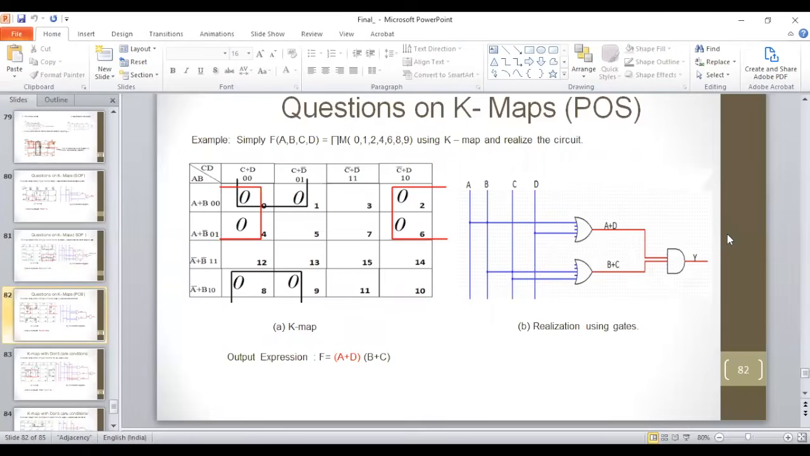This is POS, where precedence is for 0, 0, right? And the other values we can consider. Now in this we are having two groups.